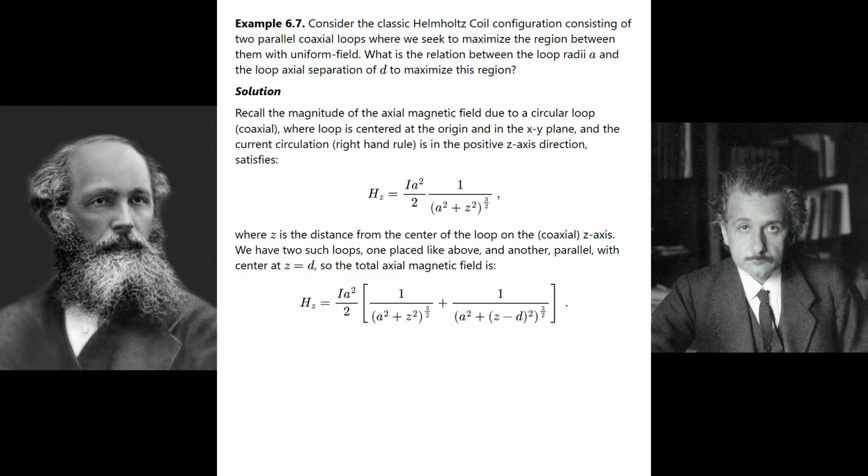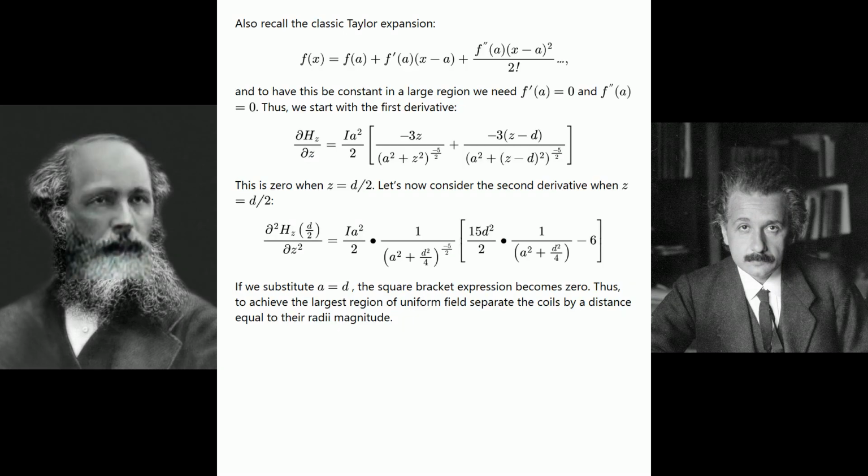We have two such loops, one placed like above, and another, parallel, with center at z equals d, so the total axial magnetic field is, see the next equation. Also recall the classic Taylor expansion. See the equation shown. And to have this be constant in a large region we need f prime of a equals 0 and f double prime of a equals 0. Thus, we start with the first derivative. See the next equation. This is 0 when z equals d divided by 2.